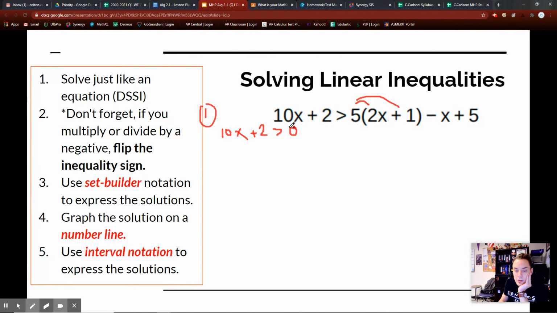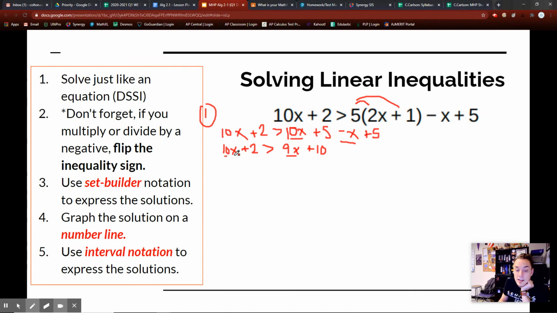This will be also 10x. 5 times 2x is 10x. And then plus 5, because 5 times 1 is 5, minus x. And then you have plus 5 here. Let's start combining stuff. I'm going to keep this 10x plus 2 chilling on the left side. These x's combine to be 9x, and the 5's combine to be plus 10.